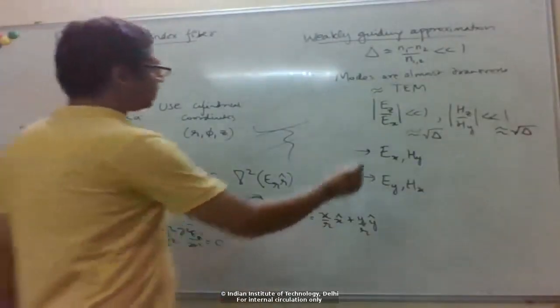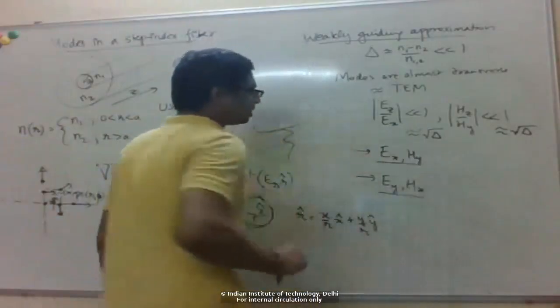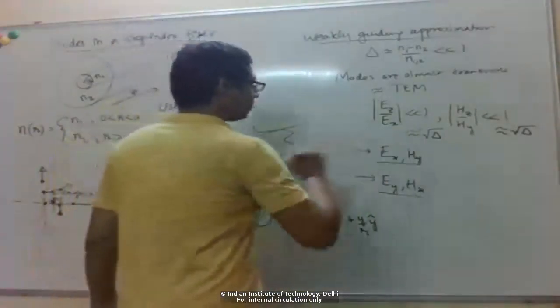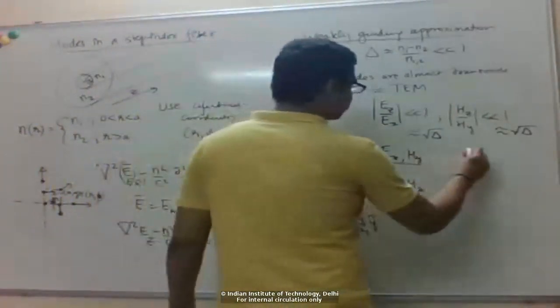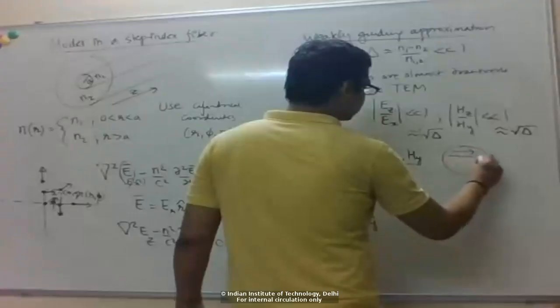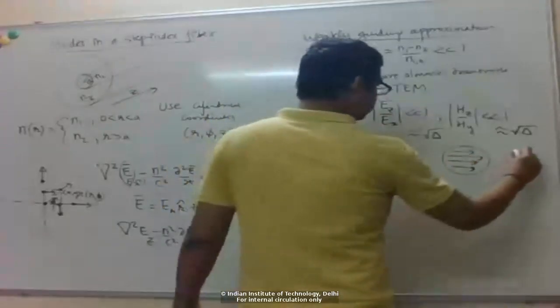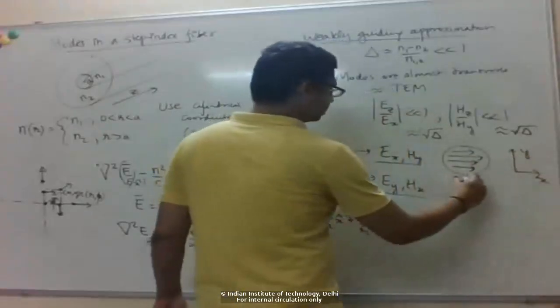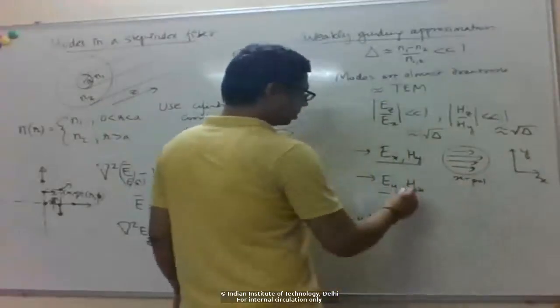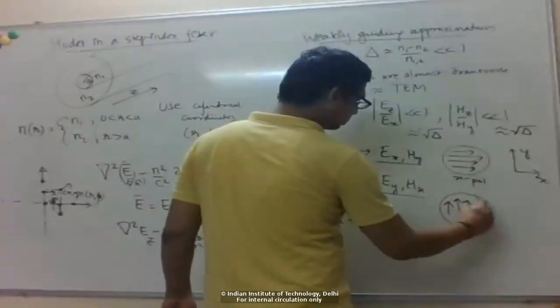Right. So in the weakly guiding approximation, we will have only transverse fields, either Ex and Hy or Ey and Hx. So we assume the field has a polarization in the x direction. So this will be an x-polarized mode, or you could have, in this case, the field polarized in the y direction.